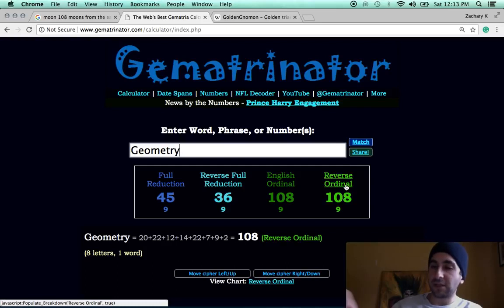Reverse ordinal is the exact opposite. Z is 1, up to A is 26. And there's not a lot of words that have the same gematria forwards and backwards. And with regards to geometry summing to 108, think about what those three numbers are.